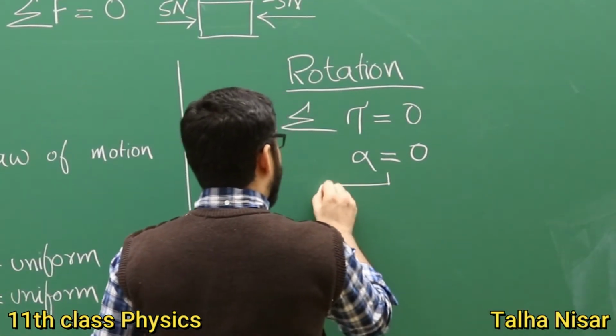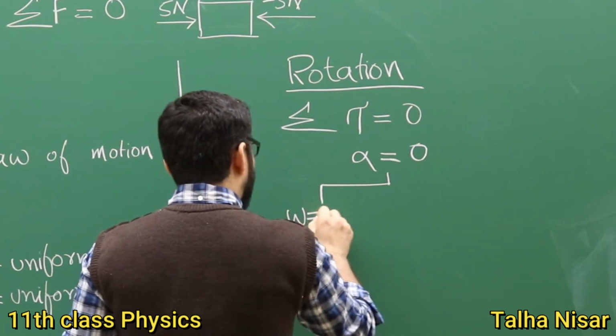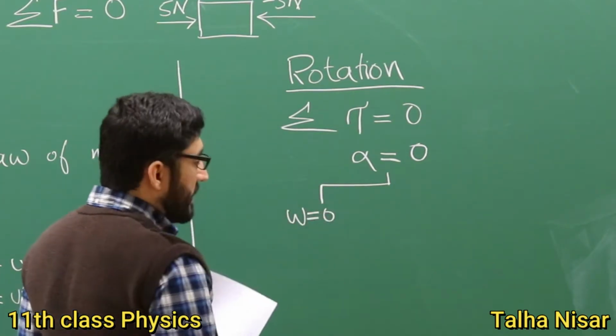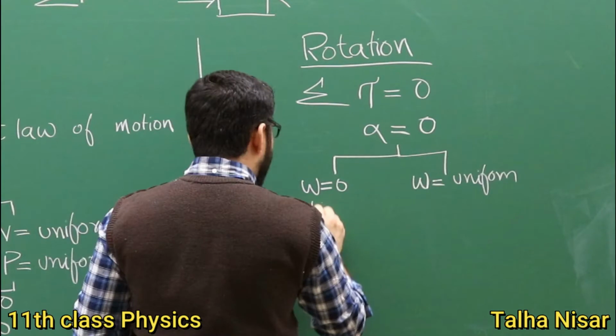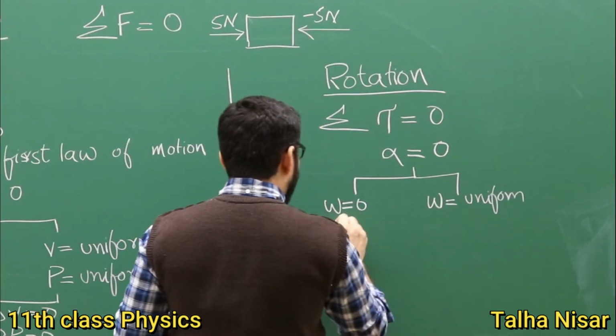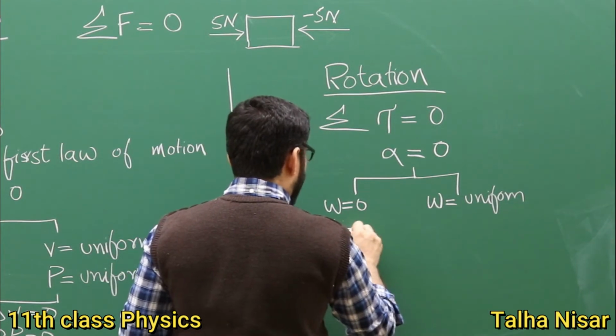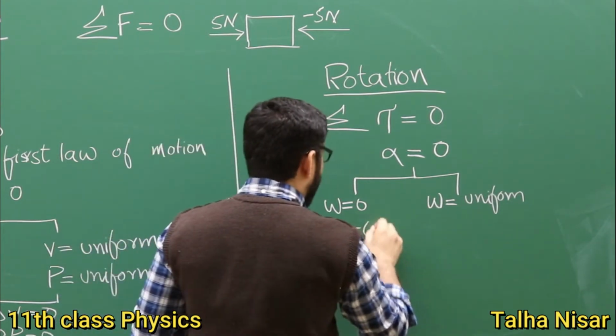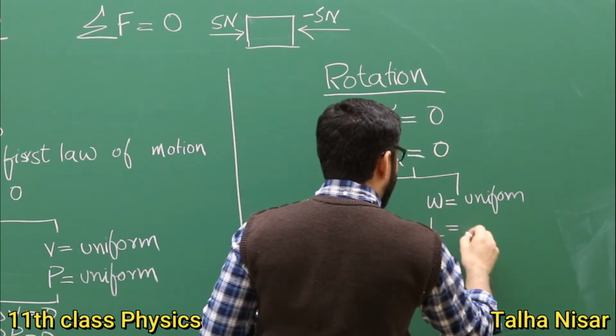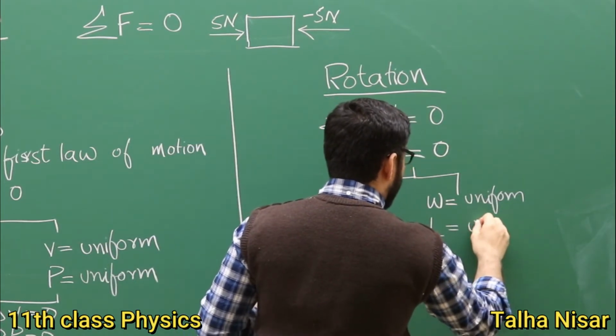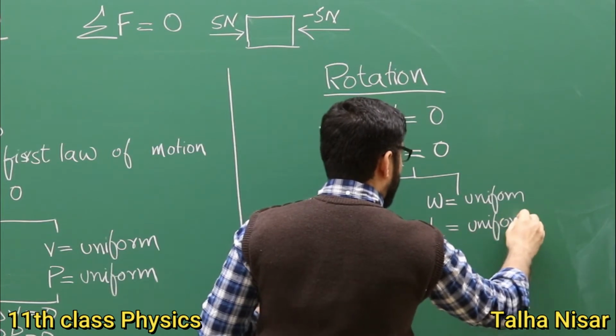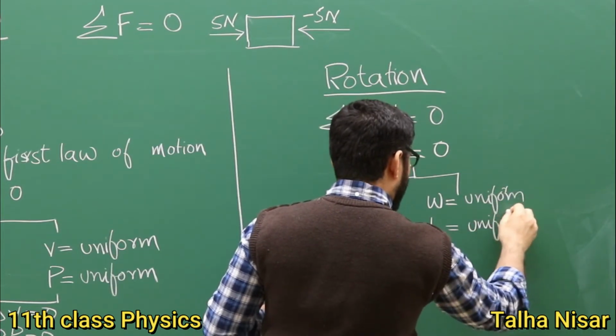So that means here again, if the angular acceleration is 0, that means that the angular speed is 0 or the angular speed is uniform, just like we discussed in the linear case. That also means that the angular momentum, which is represented by L, is 0 or angular momentum is uniform.